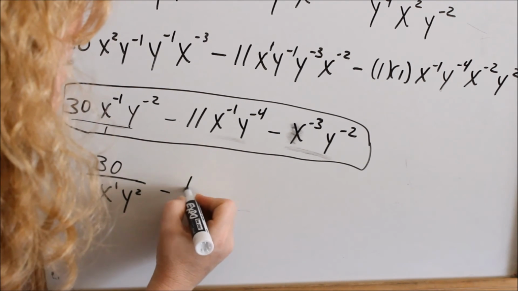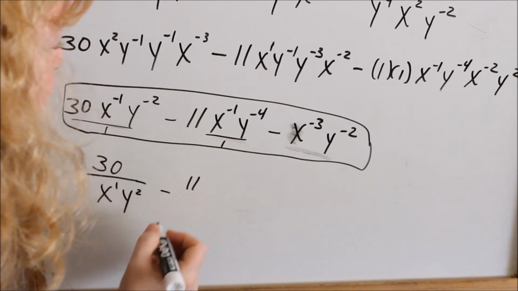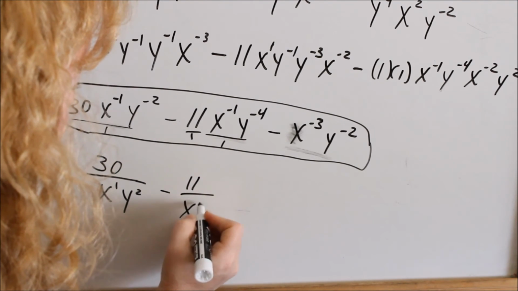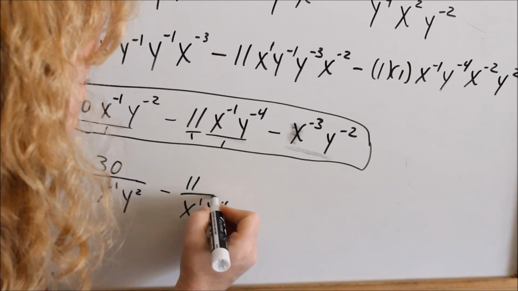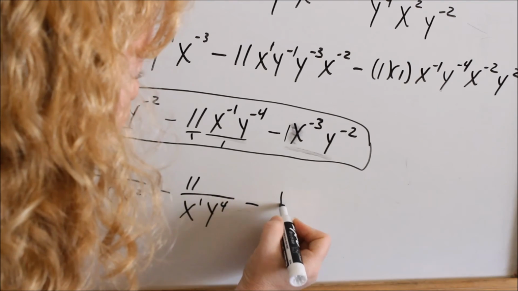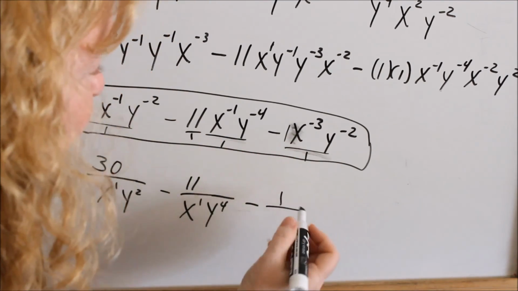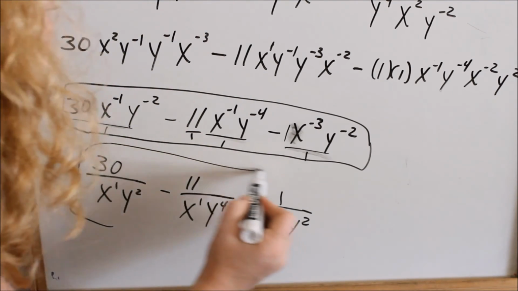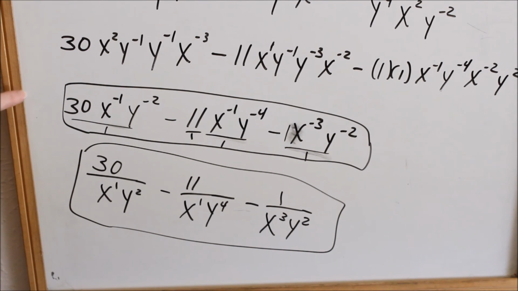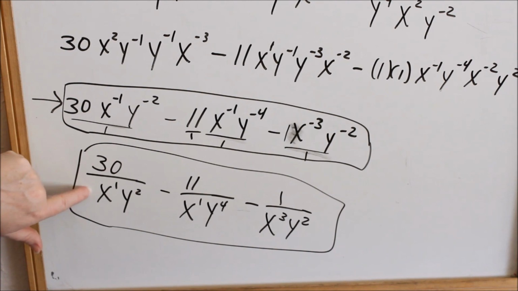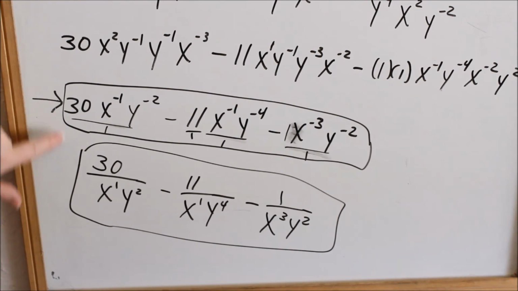Same with this one. The 11 stays, because it's like all over 1. So the 11 stays up in the numerator. This x can be moved down to become x to the positive 1. Your y can be moved down to become y to the positive 4. Over here, it's like a coefficient of 1. So you have a 1 up here, and everything can be moved down the denominator to become positive exponents. So you will also see it in the book this way with positive exponents. This way is acceptable. I will accept those answers with negative exponents. I just want to show you that you can also see a problem this way as well. I want you to recognize that these are the same answer.